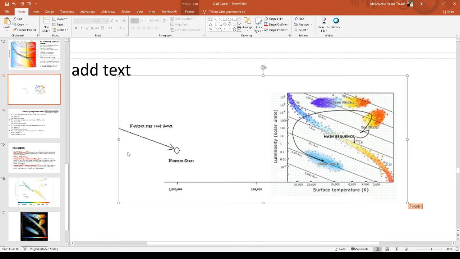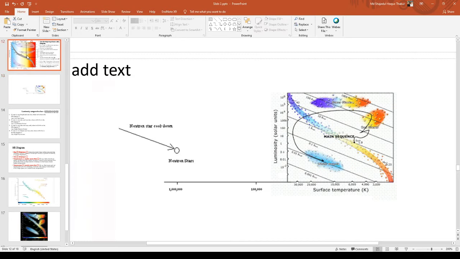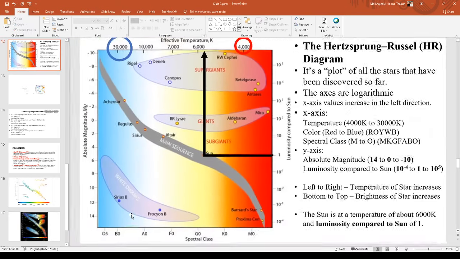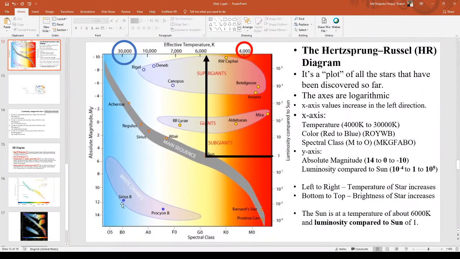By the way, a white dwarf will eventually go from here to here to here, ultimately becoming a cold black dwarf. A white dwarf loses temperature and luminosity, so it slowly goes all the way to the bottom. A neutron star and black hole are not included in the HR diagram.